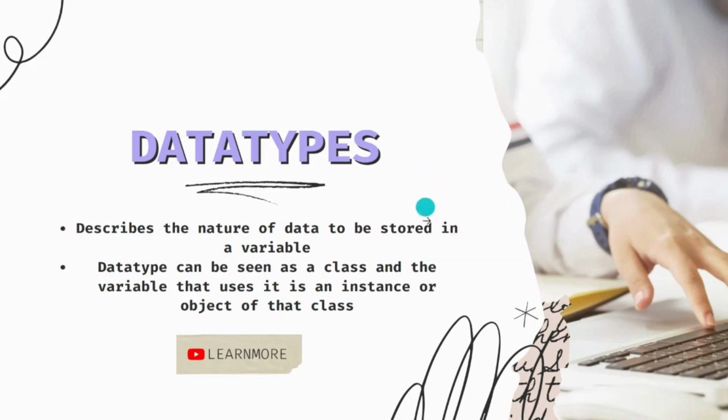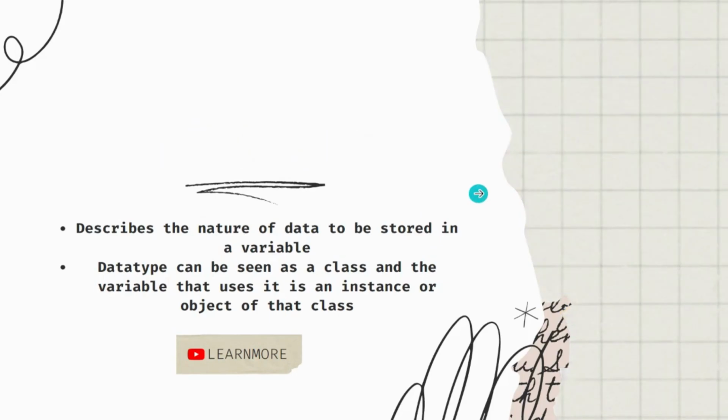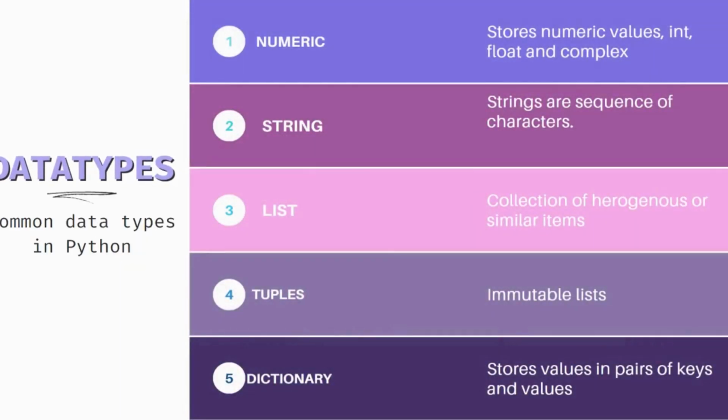Okay, so we have different data types in Python. We have different data types in other programming languages as well, but here we are going to just see the ones that are common. Okay, so I have a list of them here and we are going to look at them one after the other.